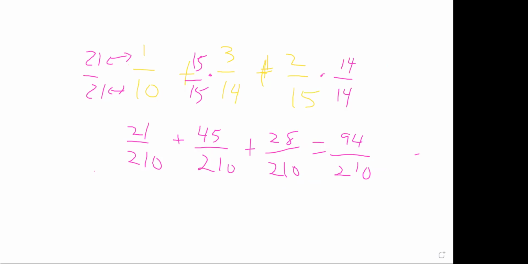So I've got 94 over 210. Now I have to check if I can simplify it to its lowest terms. 94 is an even number, and 210 is an even number, so I'll start with 2. 94 divided by 2 should give me 47, and 210 divided by 2 should give me 105. So at this point, you are done. 47 over 105 becomes your final answer.